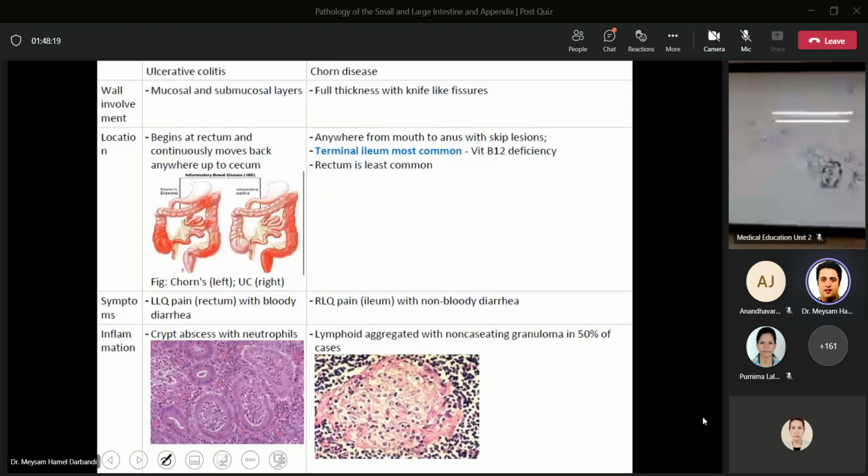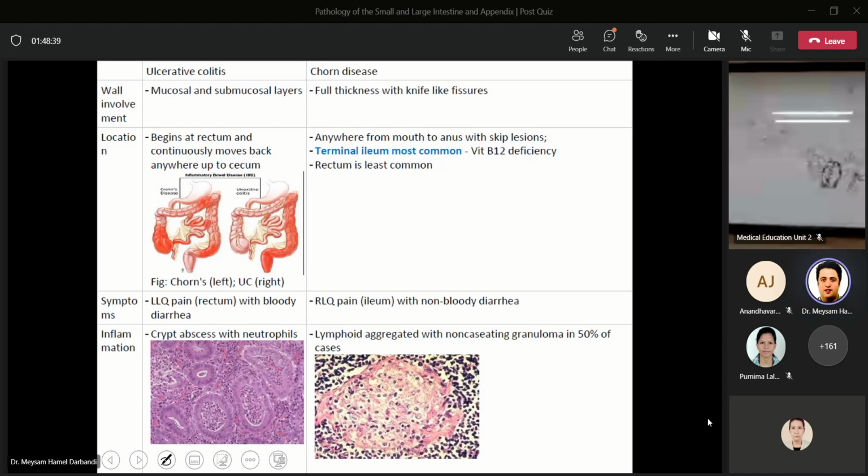So please see here, ulcerative colitis and Crohn's disease. Could you take a picture of this, so you can always have it with yourself. Location begins at the rectum and continuously moves back anywhere up to the cecum.